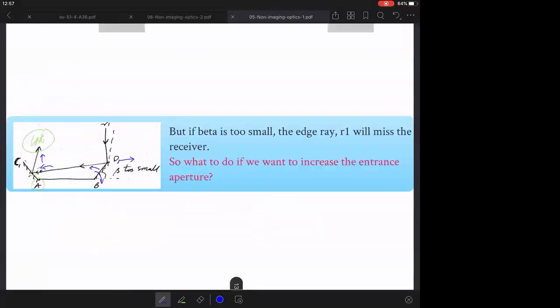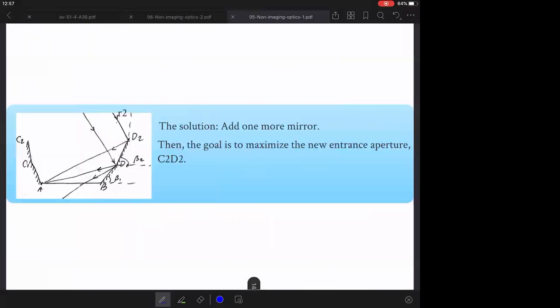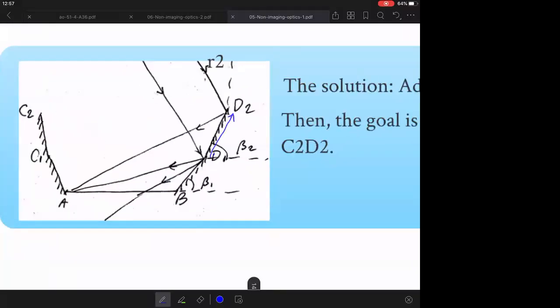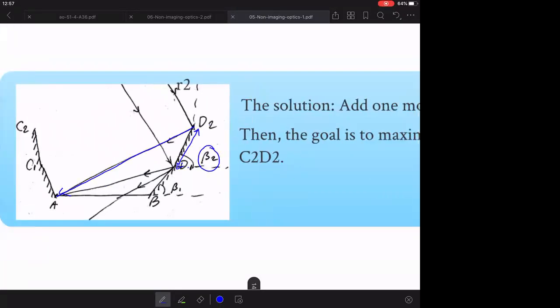I'm going to show you the simple way, which is that you can think outside the box and add something to it. I added a new segment of mirror to it, as shown here, D1, D2. Now this new segment of the mirror can be at a different angle, beta 2, because it's shifted, such that I can still capture the edge ray. So the rays are at the same angle. This was the previous edge ray, R1, and this is the new edge ray, R2.